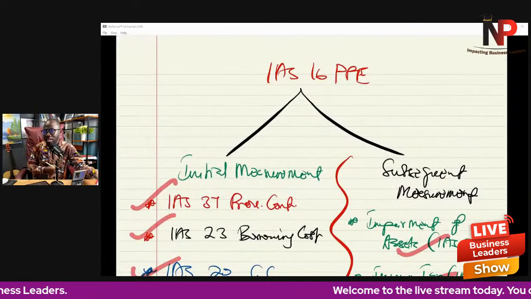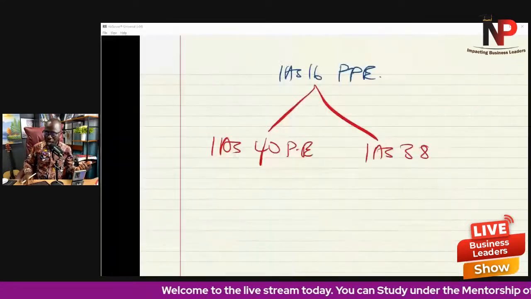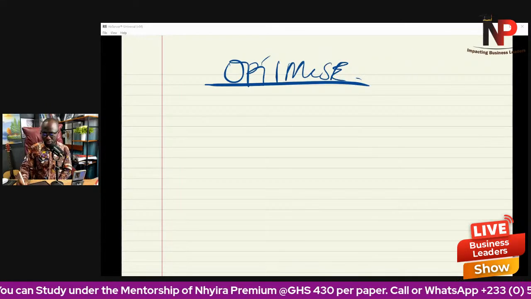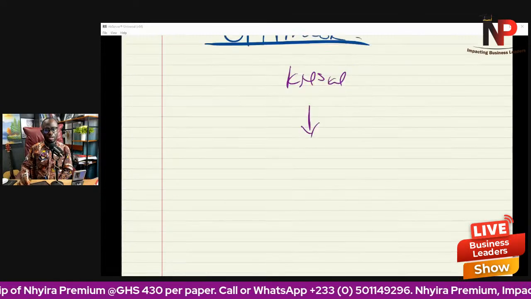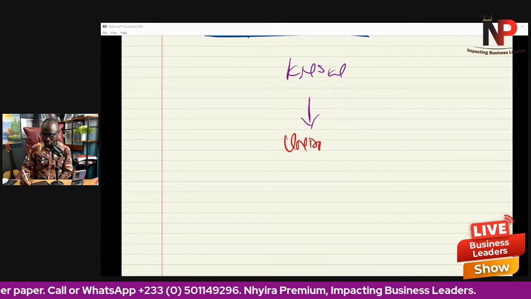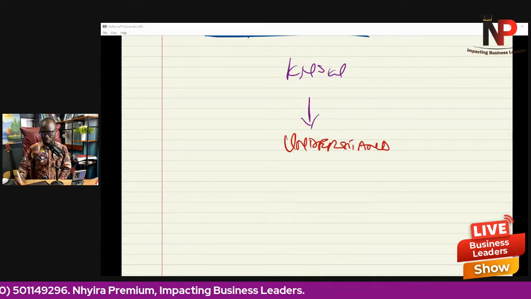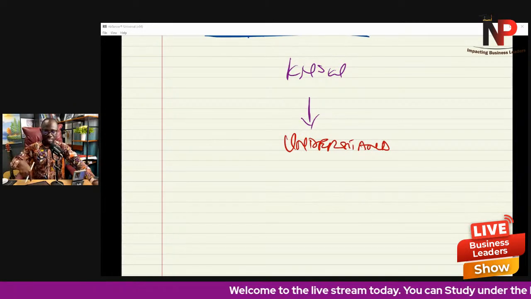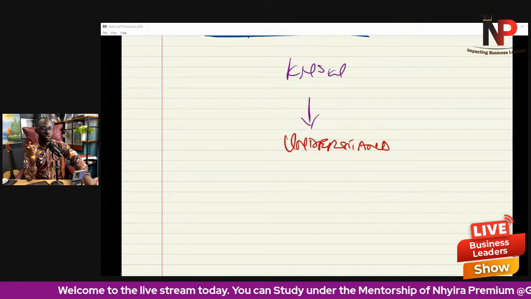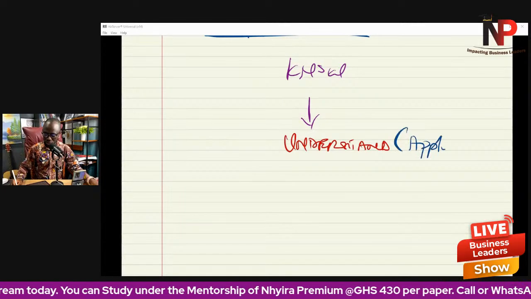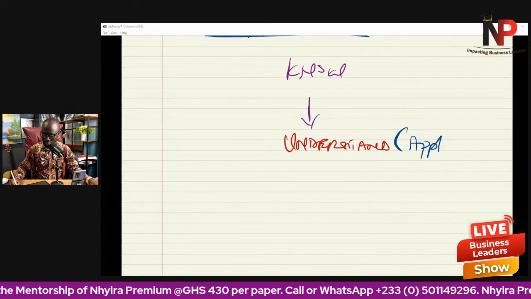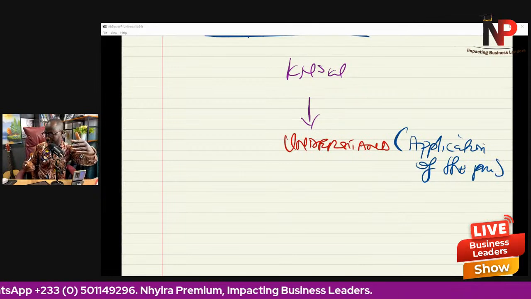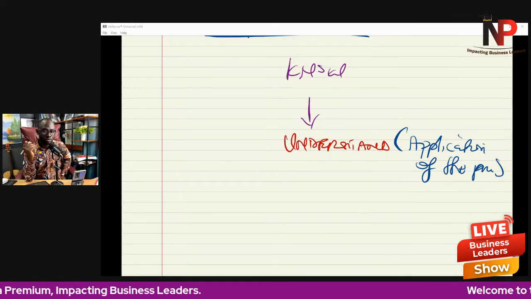But now that we know the standards and how they are interrelated, the question then is, how do you optimize yourself to get the majority of the marks? Because you see, it's one thing to know the standard, it's another thing to understand the standard. Knowing the standard means you know that for this question I'm supposed to apply IAS 37. But understanding the standard means being able to apply the principle. So understanding has to do with application of the principle. Knowing and understanding are not the same thing as per my explanation here. So application of the principle is very important. You know the standards, you understand the principle and apply it.